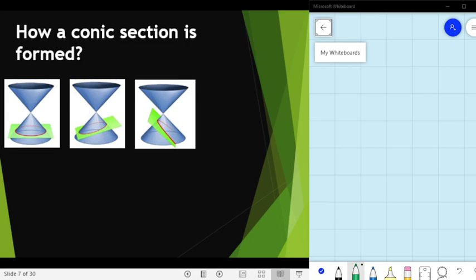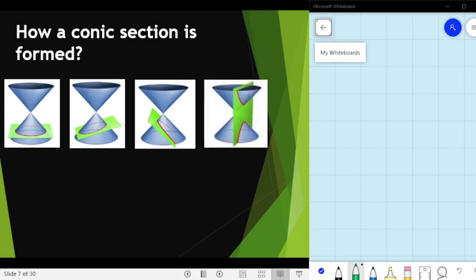Okay, next is the hyperbola, when the plane, not necessarily vertical, intersects both cones, the upper and the lower, to form two unbounded curves. So, meaning the hyperbola looks like two parabolas in opposite directions, no?